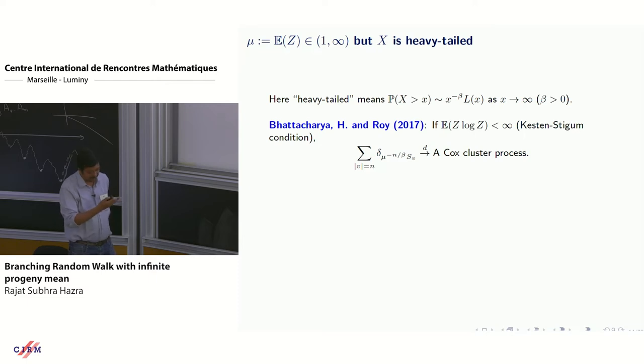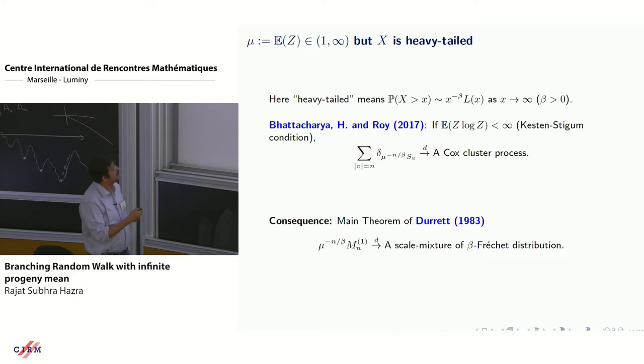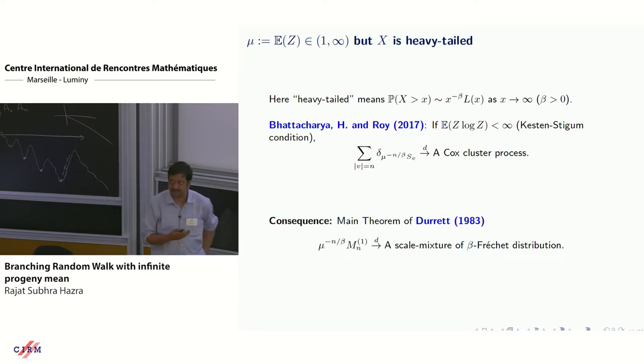It is a Poisson process with lots of clusters in it, and you can characterize exactly how it looks. A main consequence, derived by Durrett in 1983, is that the position of the rightmost particle scales like mu to the power n by beta. Here beta is the exponent of the displacement random variable, and it converges to a sort of mixture of a Fréchet distribution.